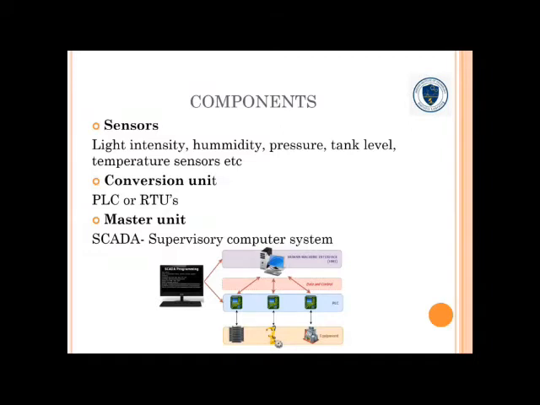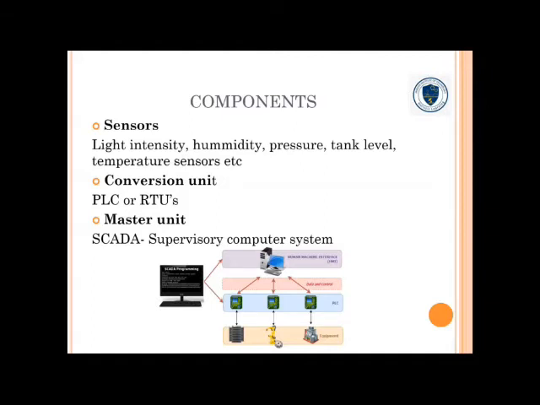Next is master unit. Master unit has SCADA, which is a supervisory computer system. It also has human machine interface. The data from the sensor is sent to the PLC or RTU, which in turn sends the data to SCADA through LAN network. SCADA acquires the data and sends the command to PLC or RTU to control the necessary device or equipment.